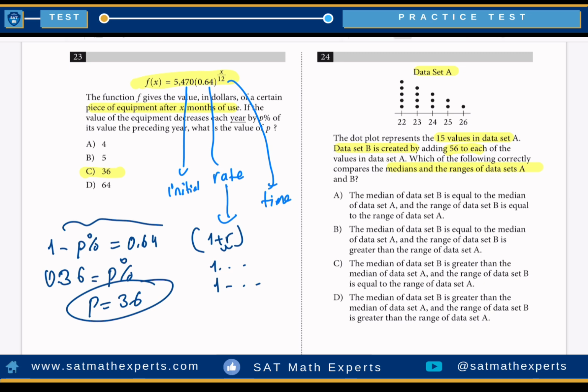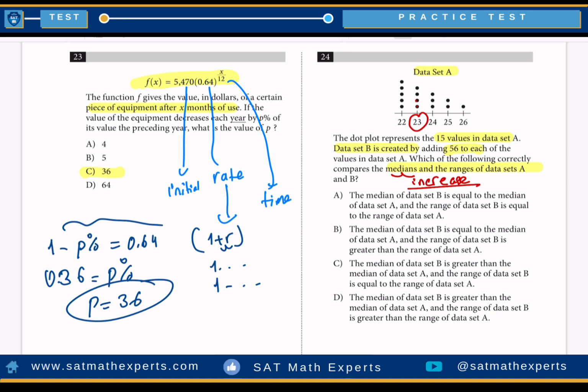So since we are adding, the values are going to increase. Definitely the median of the data set B will increase 100%. Okay, it will increase the median. So what is the median here? There are 15 values. It will be the 8th value. So 1, 2, 3, 4, 5, 6, 7, 8. So the median value is 23. When you add 56 to each of them, it will be increased. Maybe 56 plus 23, like 79.